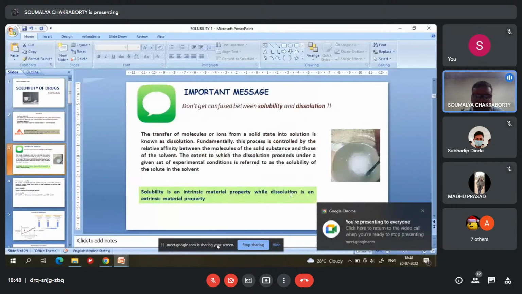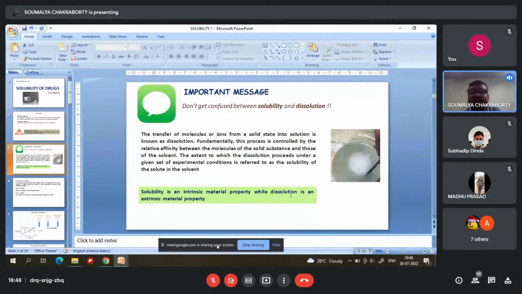Let me move to the next slide. It's an important message. Don't get confused between solubility and dissolution. Dissolution is a very big part of science, and it will come in your curriculum of physical pharmacy, which I will teach you at later phases. A lot of mathematics is there, but initially you should have a basic idea about solubility and dissolution. So what is dissolution? Dissolution is basically the rate of mass transfer from undissolved solute to dissolved state.